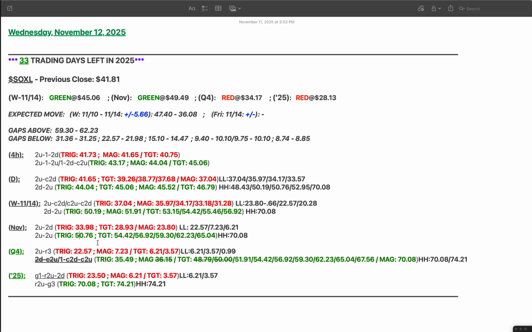I think that will probably come in next week or the final week of the month, but we do need to have our triggers and targets ready. So if we do reach that 50.76 level, we've got our extended targets here for the 2 up, 2 up.